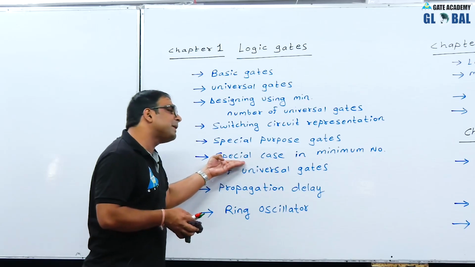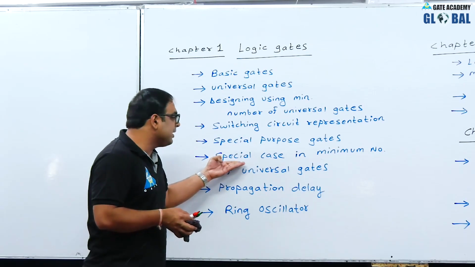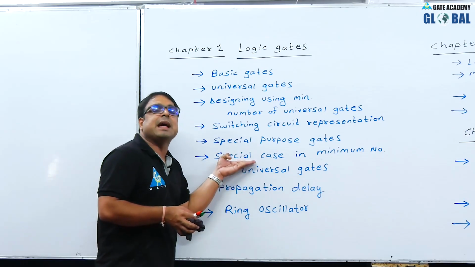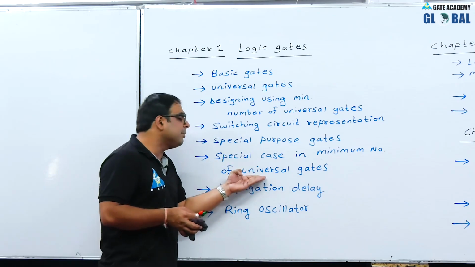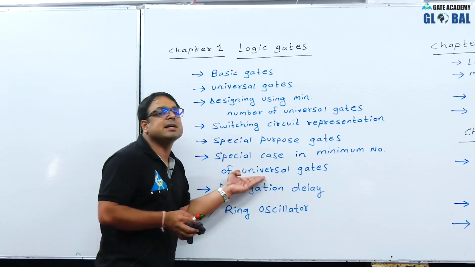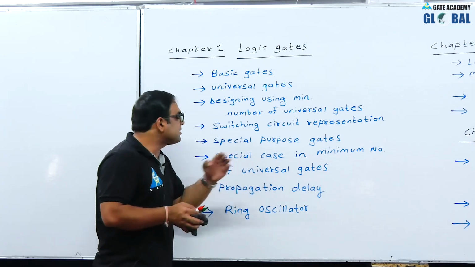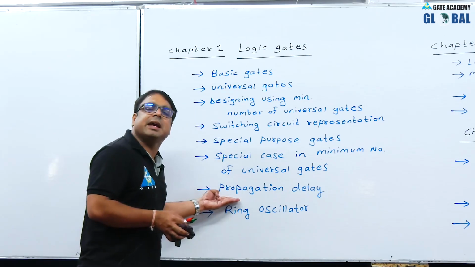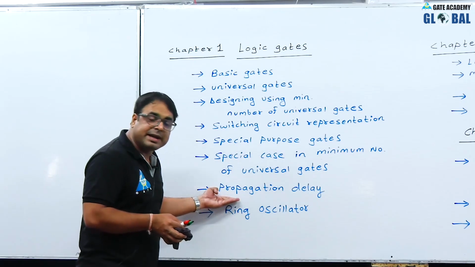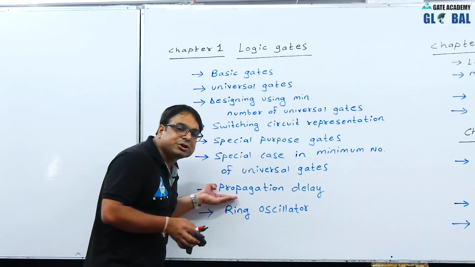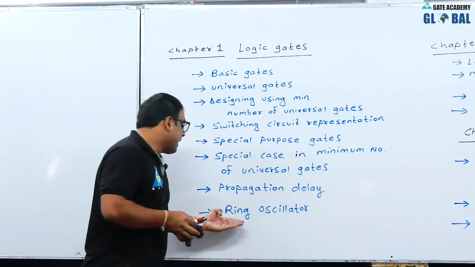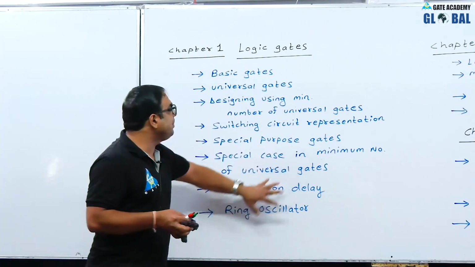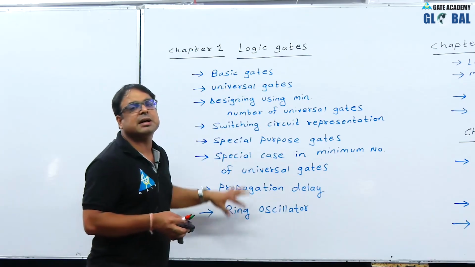Then there comes a special case in designing using the minimum number of universal gates, that is, we have to design XOR gate and XNOR gate using the minimum number of universal gates. That special case I will be discussing. Then what is the propagation delay in a logic gate, that we will be discussing in detail, and we will be solving all the questions which have come in the GATE exam. And at the end we will be discussing ring oscillator. So this will complete the topic logic gates.